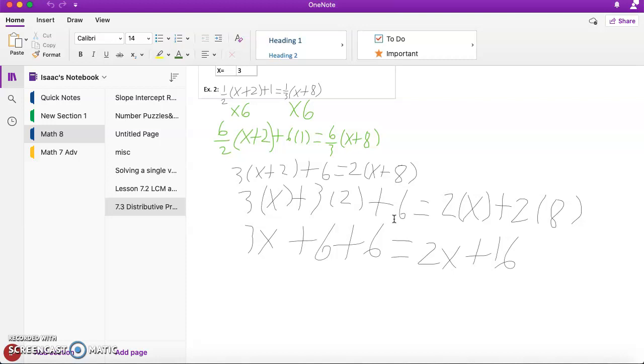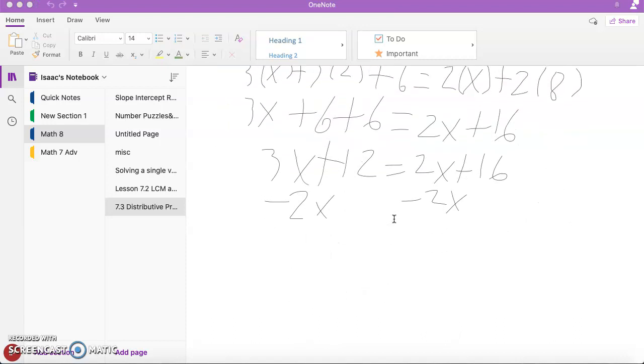Now I'm going to combine like terms and say 3x plus 12 is equal to 2x plus 16. Subtract 2x from both sides to get an x by itself, almost. So I'll have x plus 12 is equal to 16, because those 2x's canceled on the right. Now subtract 12 from both sides to get x truly isolated, and we'll say x equals 16 minus 12, which is 4, so x equals 4.